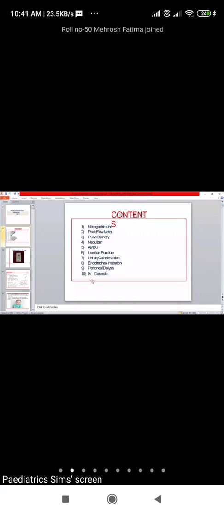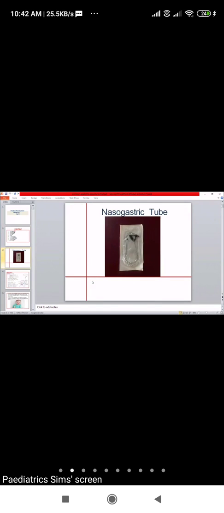Contents. So you have the nasogastric tube, peak flow meter, pulse oximeter, pulse oximetry, nebulizer, Ambu bag, lumbar puncture, urinary catheterization, endotracheal intubation, peritoneal dialysis, and IV cannula. So this is the nasogastric tube.